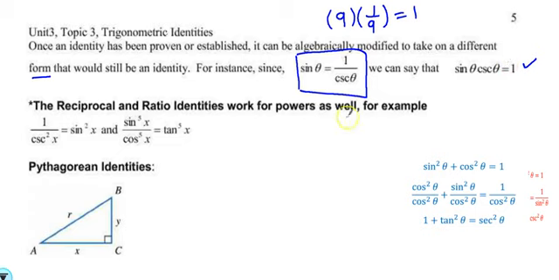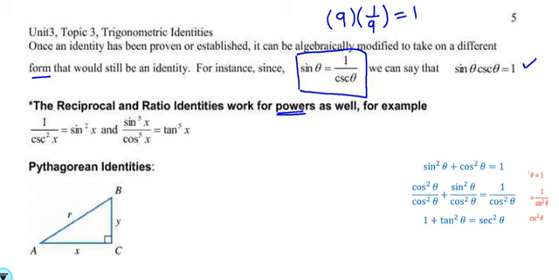That is true for powers as well. If I say sine squared, I can substitute 1 over cosecant squared. If I say sine to the fifth over cosine to the fifth, I can easily say that is equal to tangent to the fifth. So all those identities work for higher powers as well.